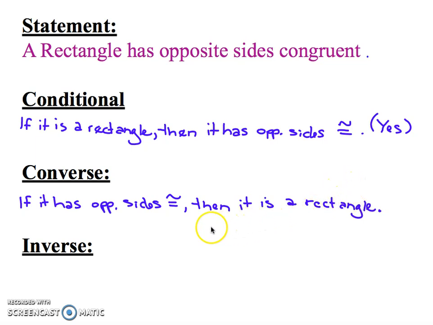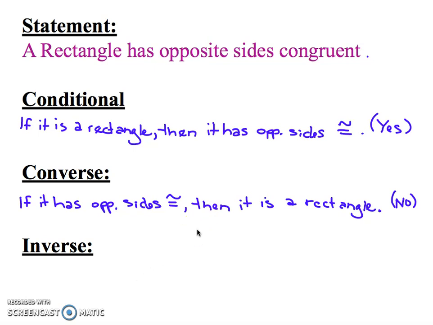Again, we need to refer to our hypothesis. Our hypothesis is that whatever shape you have, opposite sides are congruent. So then you have to ask yourself, every time you have opposite sides congruent, is it a rectangle? And the answer to that is no. So we would write no over here. A square has opposite sides congruent, but a square is not a rectangle.